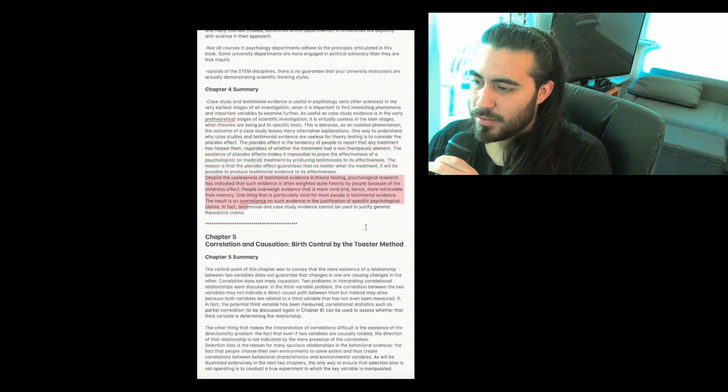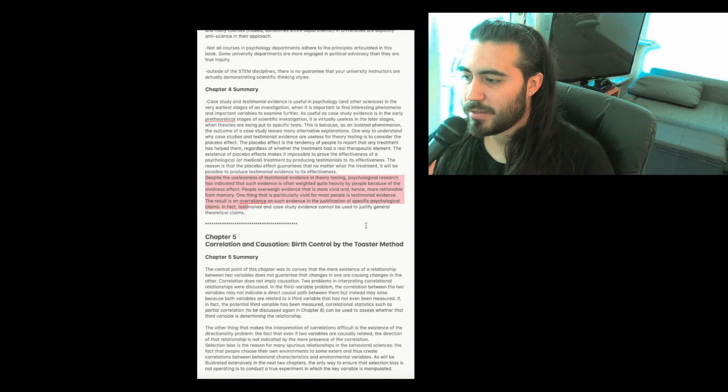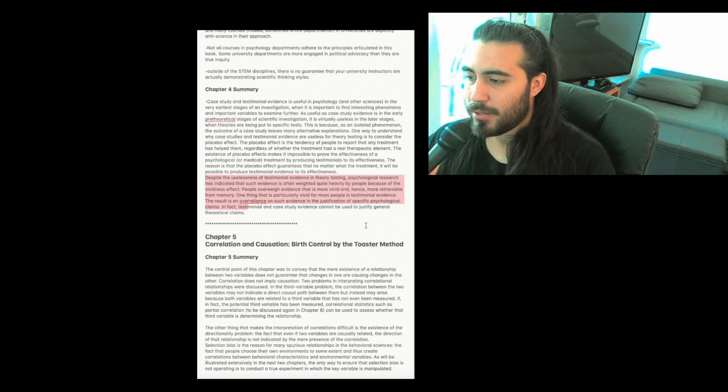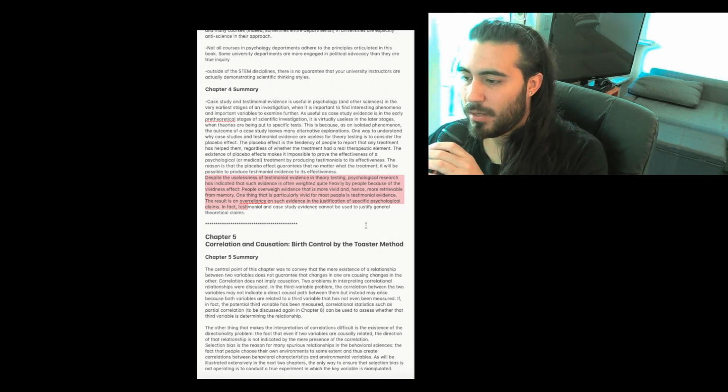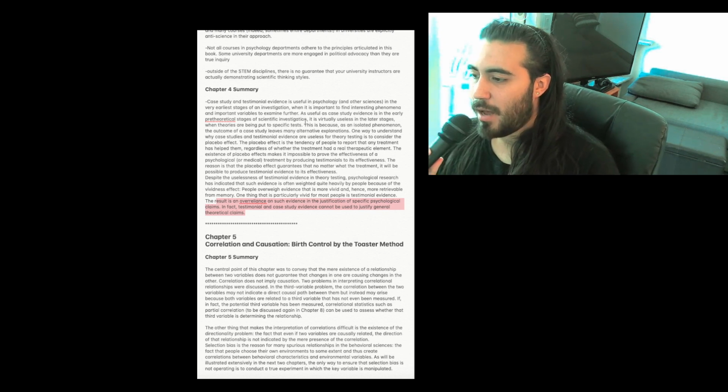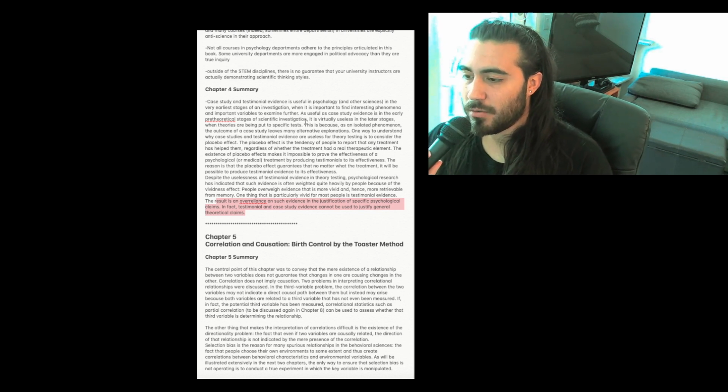Despite the uselessness of testimonial evidence in theory testing, psychological research has indicated that such evidence is often weighted quite heavily by people because of the vividness effect. People overweigh evidence that is more vivid and hence more retrievable from memory. One thing that is particularly vivid for most people is testimonial evidence. The result is an over-reliance on such evidence in the justification of specific psychological claims. In fact, testimonial and case study evidence cannot be used to justify general theoretical claims.